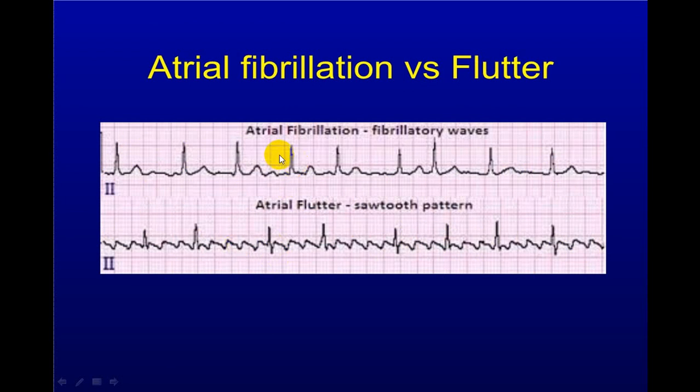This is variable block. Here, with a fast ventricular rate, count the number of QRS complexes. This is 9 multiplied by 10. This is 90. Sorry, this is normal. So that is a normal rate.